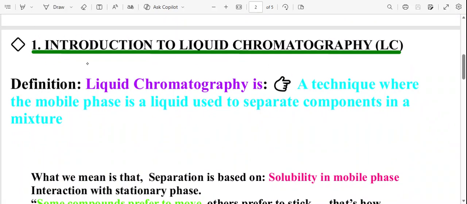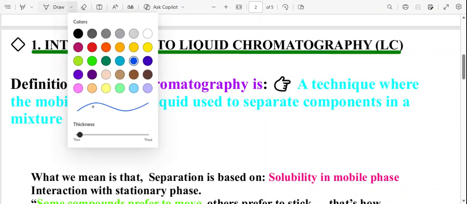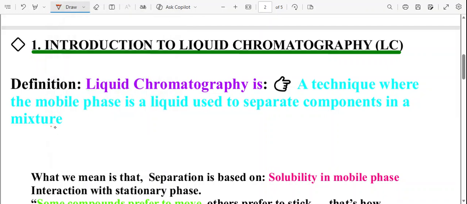First, to start with, when we talk about liquid chromatography, what do we mean? When you say gas chromatography, just know that it's the gas that is the mobile phase. If it's liquid, then it is liquid which is in the mobile phase. The mobile phase is something that moves, that elutes, and the process of moving is what we call elution. So, by definition, liquid chromatography is a technique where the mobile phase is the liquid.